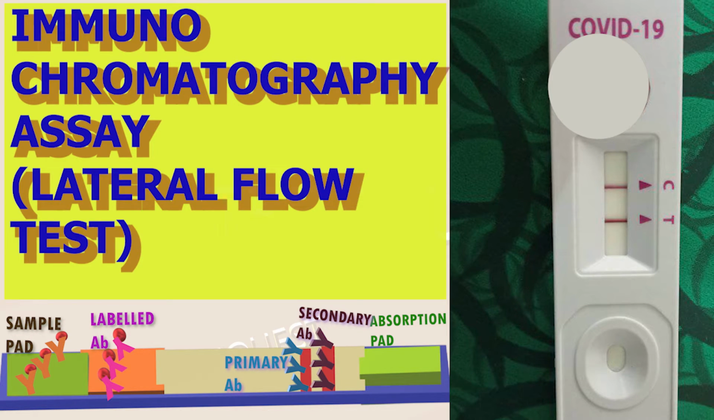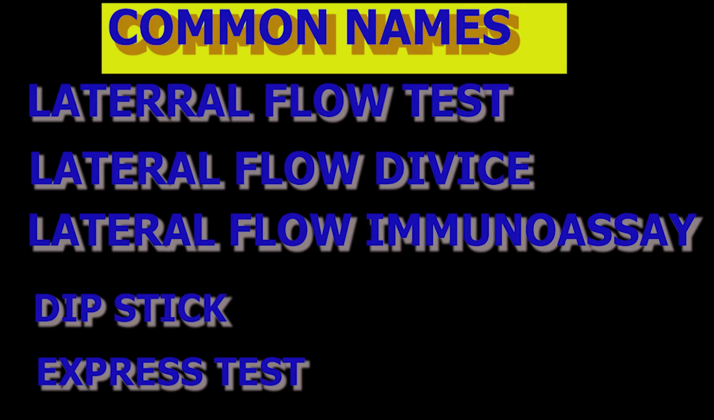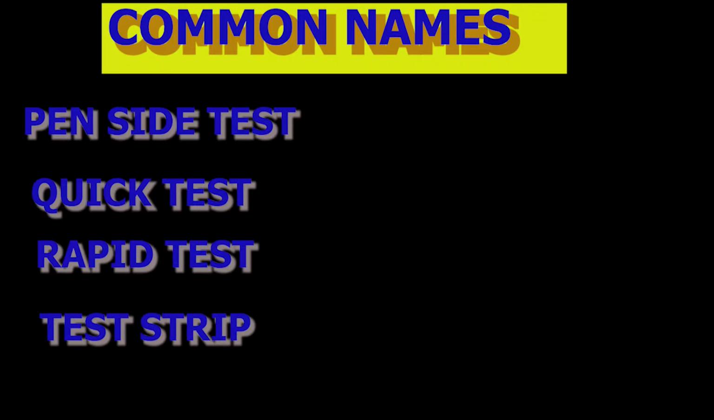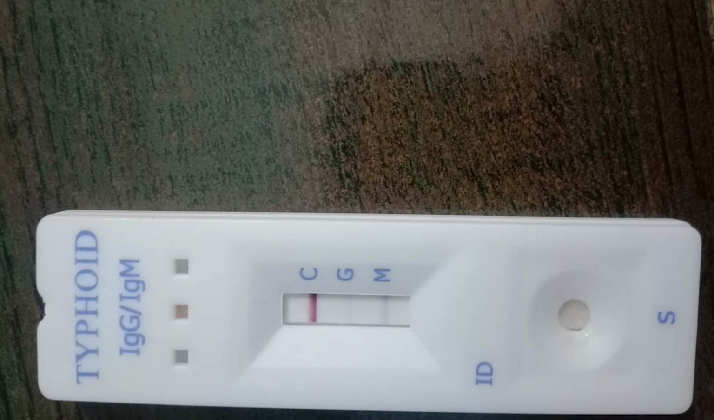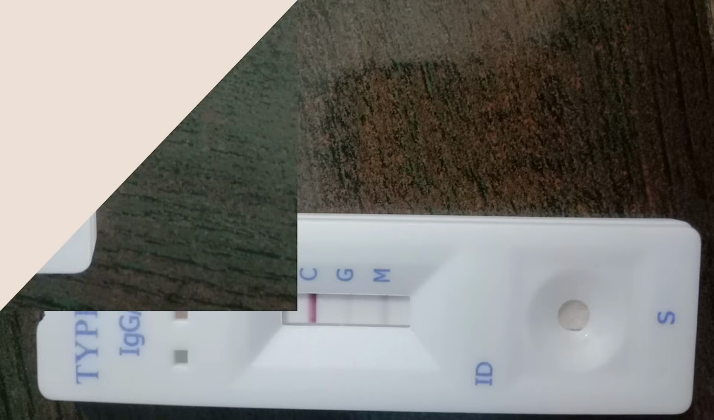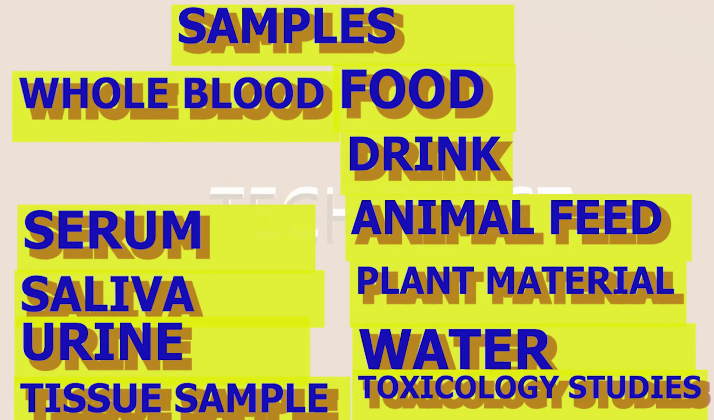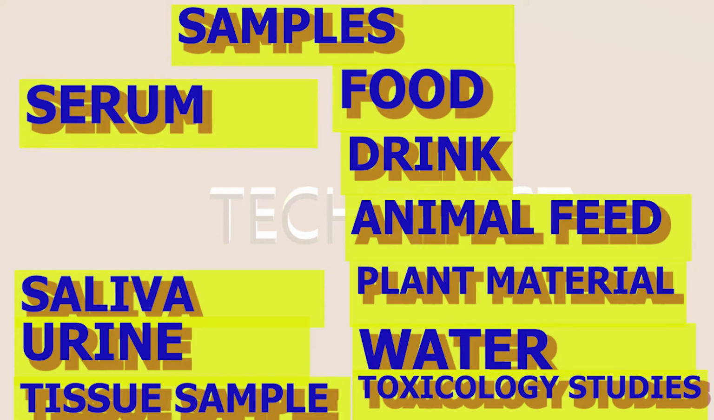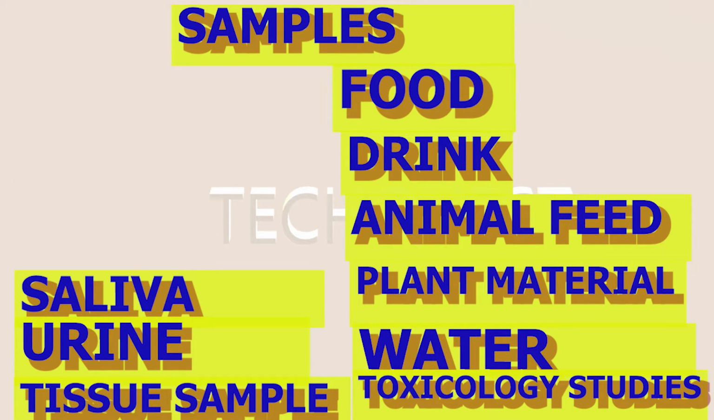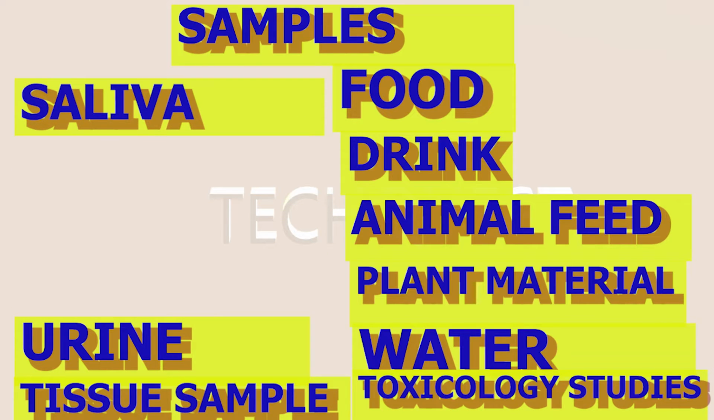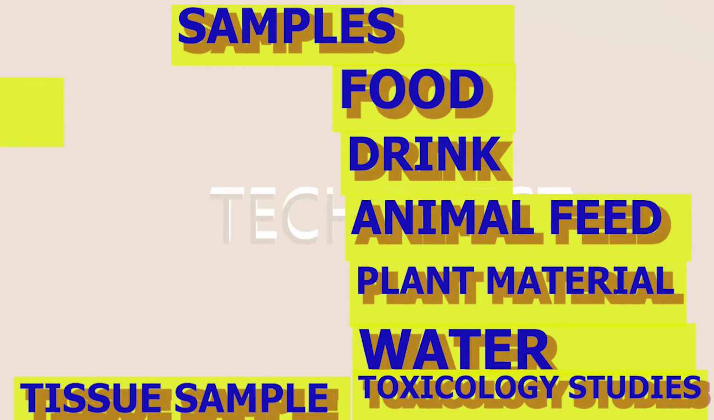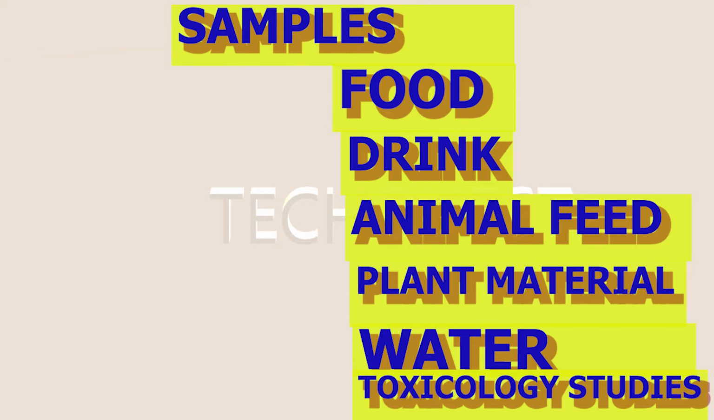In today's video, we are going to discuss immunochromatography assay. It's also called lateral flow test. These are simple test devices intended to detect the presence of target substances in a liquid without need for specialized or costly equipment. Samples: milk, whole blood, serum, saliva, urine, tissue sample, food, drink, animal feed, plant material, water, or fuel can be used as a sample.